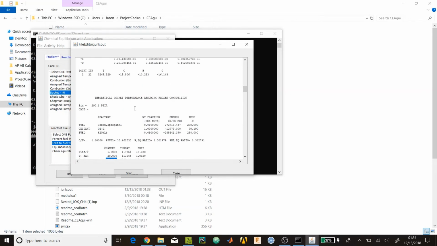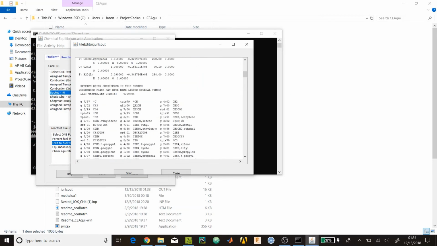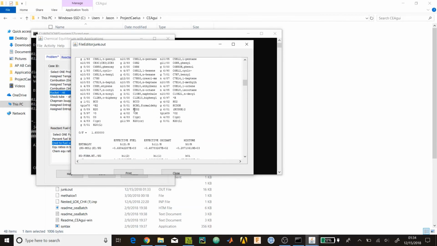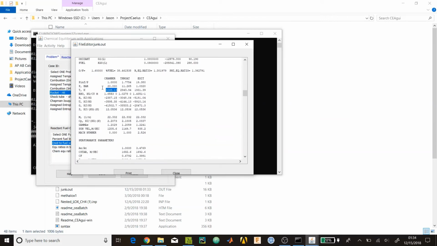So the kind of decision you need to make when deciding on your oxidizer fuel ratio is, can we handle this temperature? And in the case of graphite, which has a melting point of around 4000, it's really not a problem that we have 3000 Kelvin.